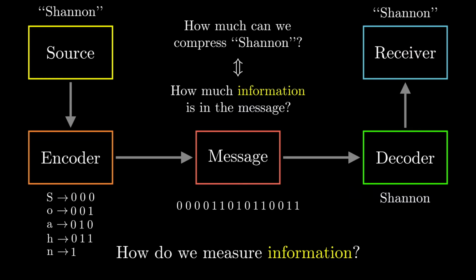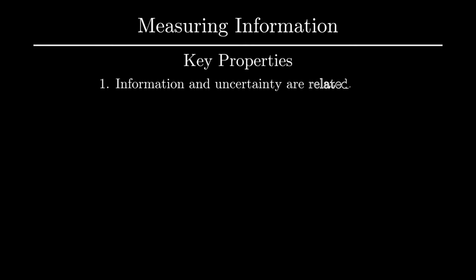This is pretty vague, but let's play around with some ideas. Suppose we wanted to create some metric for measuring information. What properties would we want? One thing Shannon realized while thinking about this problem is that information is somehow related to uncertainty.